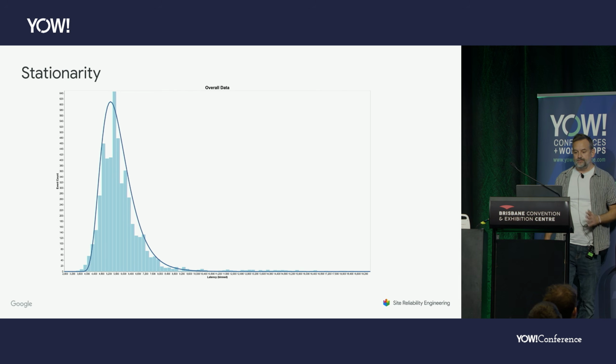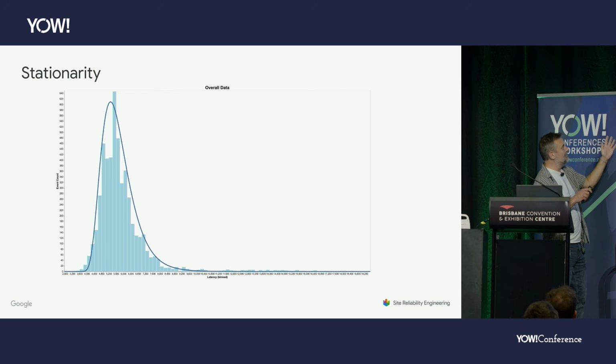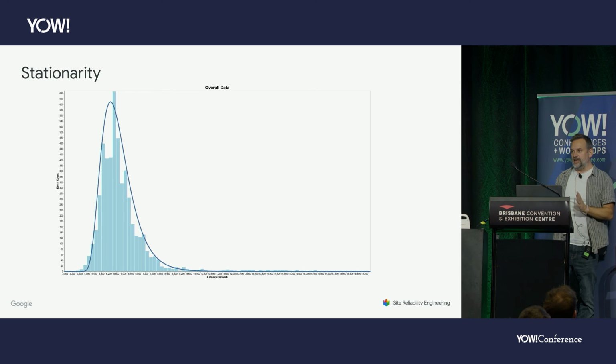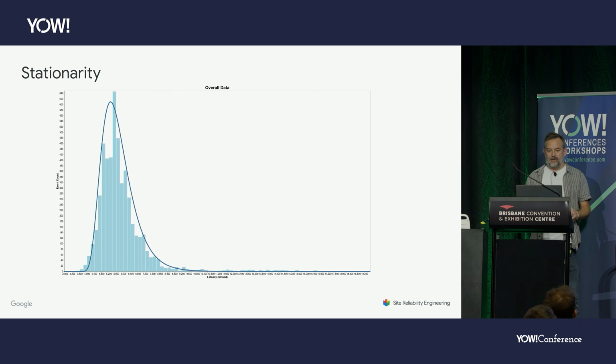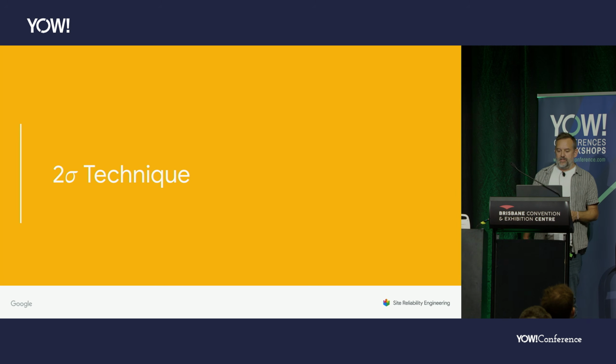And so what we can do is take the parameters for this curve, which is going to be like a mean and a standard deviation, and we can model the workload, and then we can look at future requests and see if they fit this distribution or not. The way we do this at scale with this goal of detecting platform latency regressions is called the 2 sigma technique, for reasons that will become clear shortly.